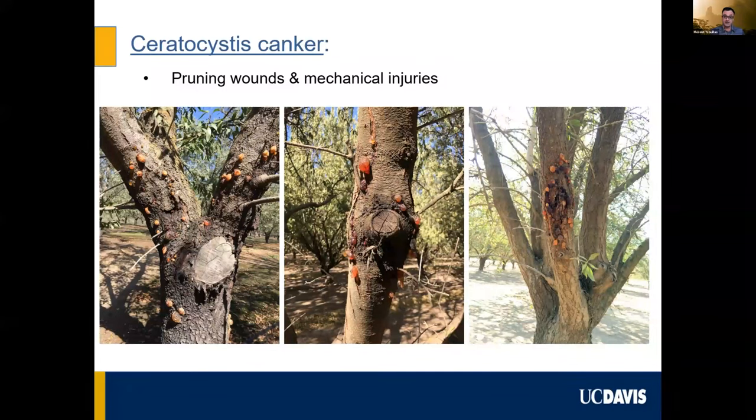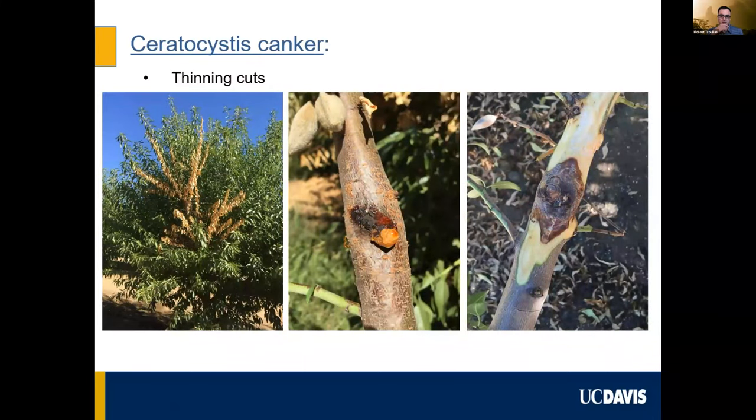I think where the disease becomes most confusing in terms of field diagnostics is that Ceratocystis canker also can occur at pruning wounds. And that's generally when confusion starts. However, you notice again that gumballs with Ceratocystis canker always occur at the margin of the infection. Mechanical injury also can be a site of infection for Ceratocystis canker.